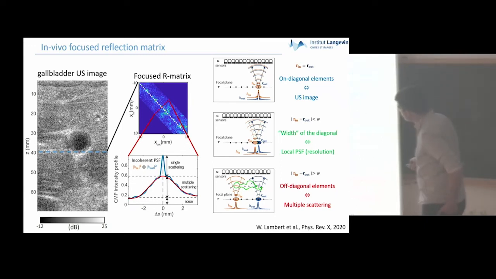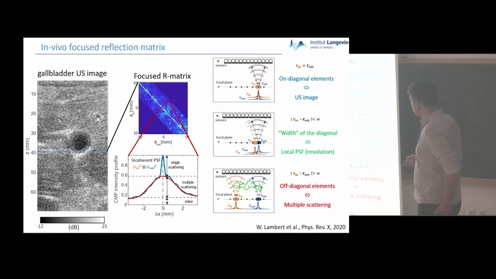that is due to this kind of path that is associated with the same time of flight as singly scattered echoes, but that is scattered before reaching the focal plane, and that is scattered twice, for example, before coming back towards the array.